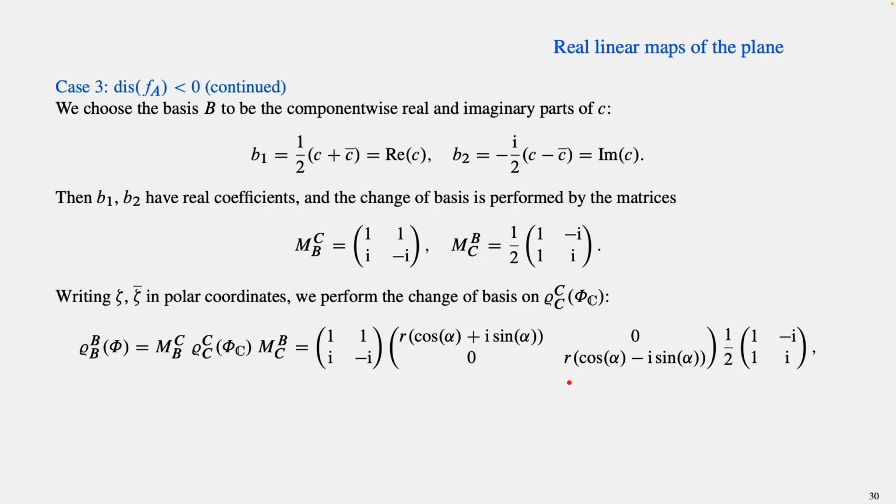I'll leave that as an exercise for you at home to work this all out, but in the end you are left with this matrix here. So the representation in this basis here of the original linear map phi is given by r divided by 2 times the matrix cosine alpha, minus sine alpha, cosine alpha, and we keenly observe that this is just the rotation matrix by the angle minus alpha.